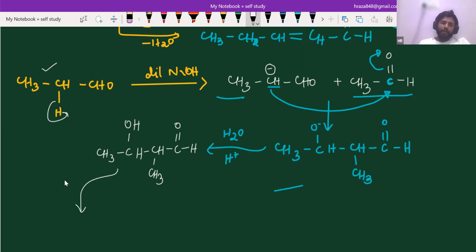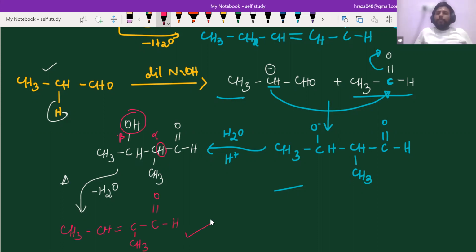After this, you are going to heat it and remove H2O. From where are you going to remove H2O? It's very simple. You can see that this is your alpha and this is your beta. So alpha hydrogen from here and beta hydroxide from here. So the product will be CH3CH double bond C and then CH3 downward. There was CH3 downward and then C double bond O and then H. This will be the fourth product.